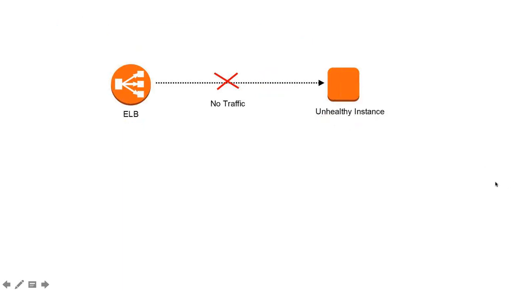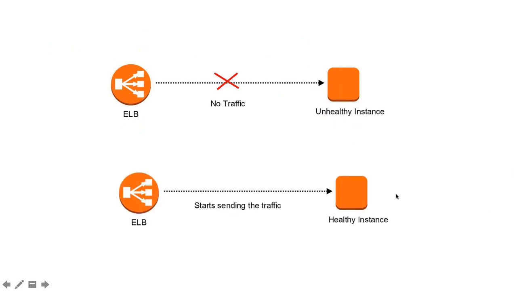Now, this doesn't mean that the responsibility of the load balancer is over. The load balancer will keep on pinging the instance. Once the instance comes back up and is healthy, the load balancer will start sending the traffic to it. So the elastic load balancer always ensures that your instances are up and running, in good shape, healthy, and it performs the health check of your instances.